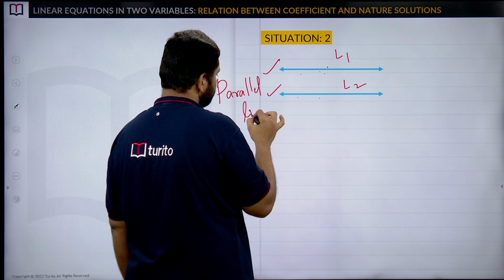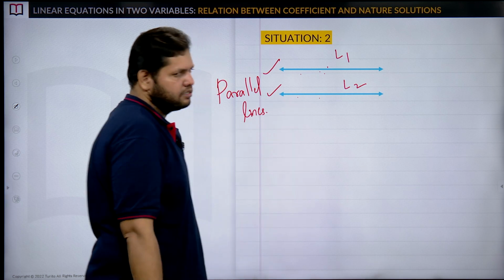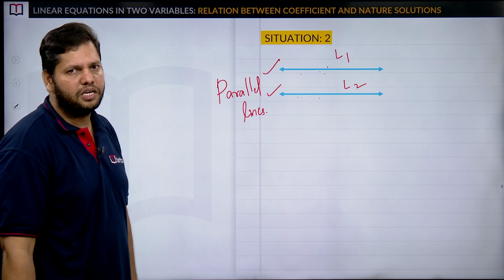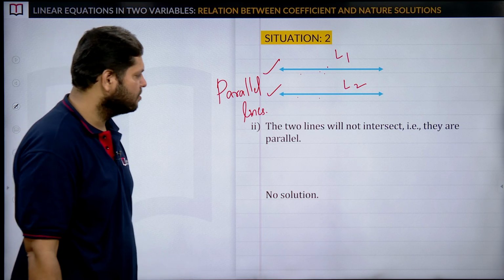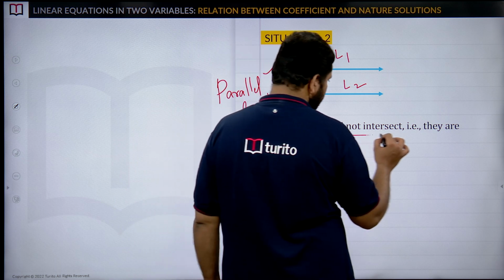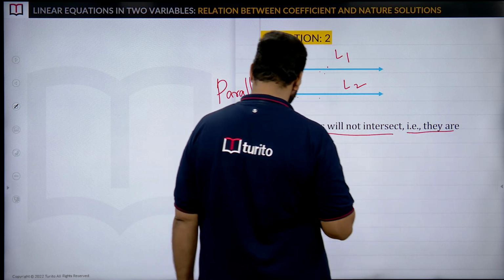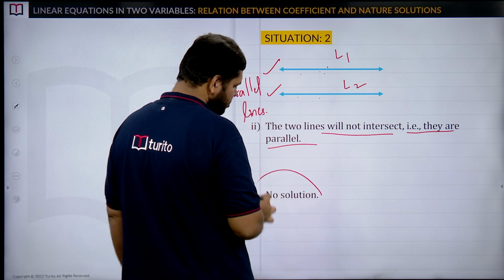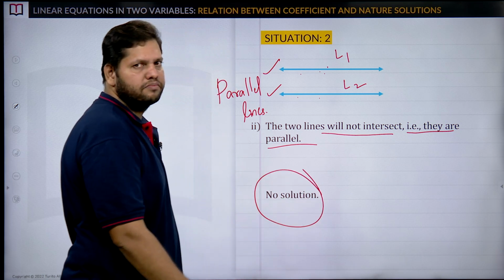So I can say these two lines are what? Parallel lines. Okay, children. So parallel lines means, can you tell me the number of solutions? The two lines will not meet each other or will not intersect each other, so they are called parallel. So in this case, the solutions are what, children? We can say no solution.